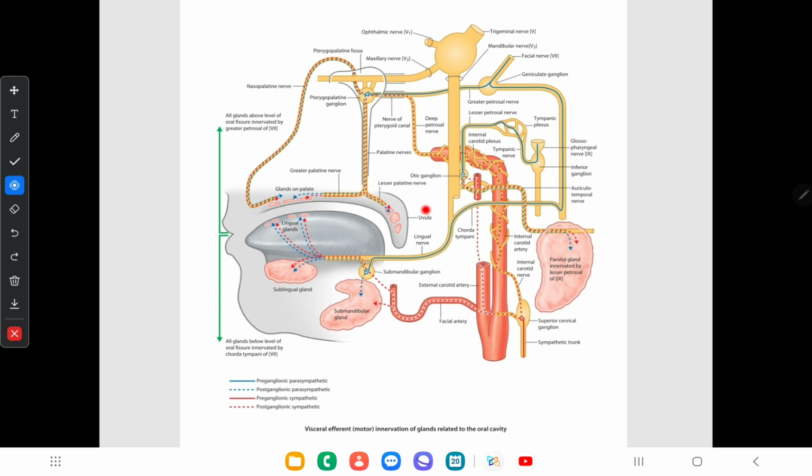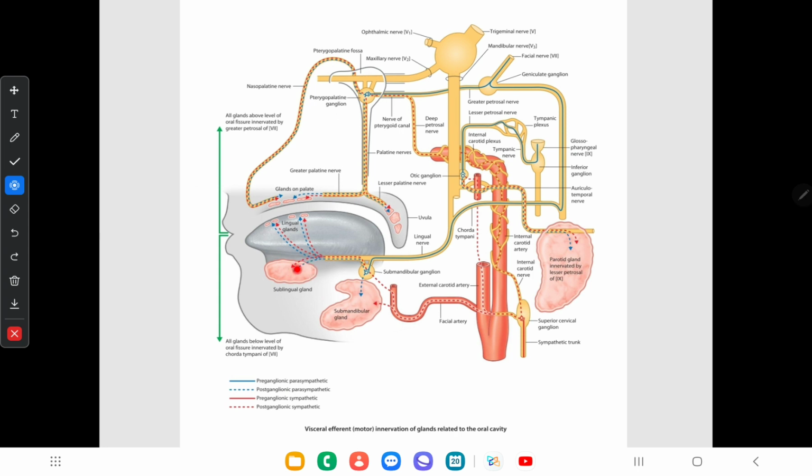This area is the infratemporal. This area belongs to infratemporal fossa. You can see otic ganglion here. This is the chorda tympani nerve, and how chorda tympani nerve joins to this lingual nerve. And this is the lingual nerve, and then a branch is coming to this submandibular ganglion, and it supplies the submandibular salivary gland. Here you can see the further pathway of the lingual nerve, and then it supplies sublingual gland as well.